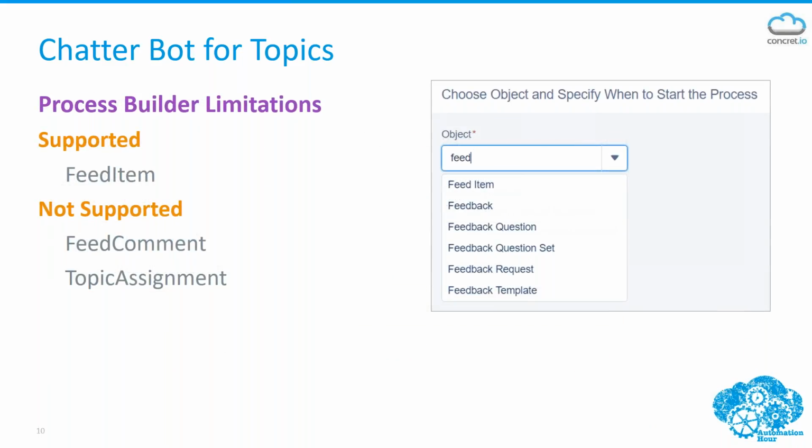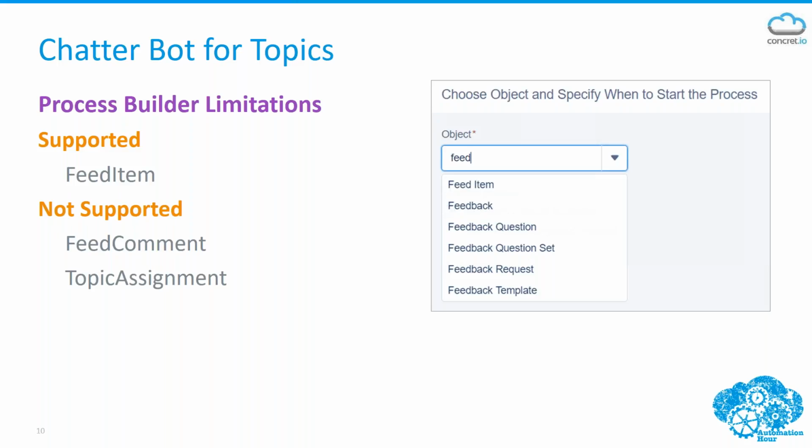So we popped up Process Builder and thought, hey, we will try and detect when this hashtag or topic is being used. The feed item object, which represents the actual Chatter post, is supported in Process Builder. However, that would only allow us to inspect if the topic was being assigned when that record was being created, like you actually used the hashtag in your Chatter post.